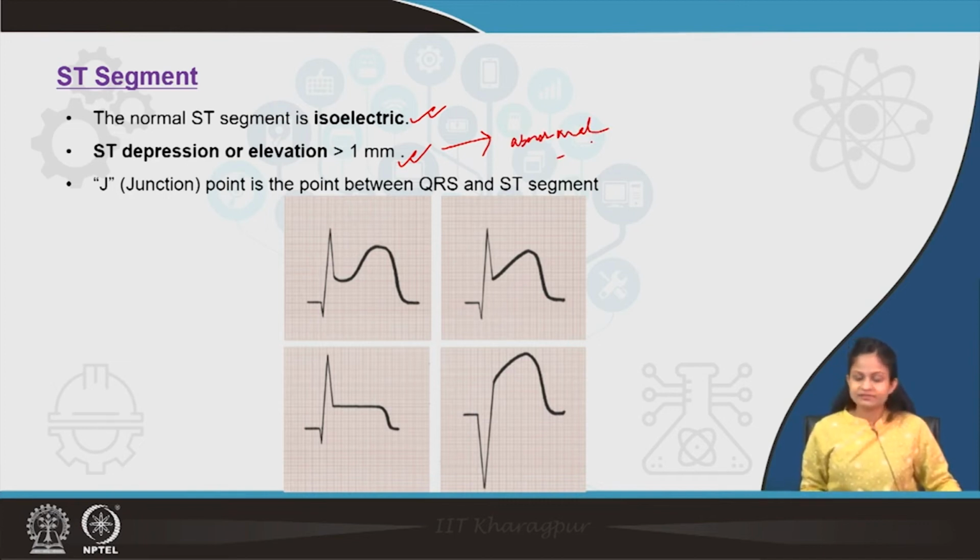The J point is very important here. The J point is the point between the QRS and the ST segment. Where the S wave ends and the ST segment begins, that junction is the J point. These are the various shapes of ST segment elevations, which are seen in different pathologies, specifically myocardial infarction. In this way we could get various forms of ST segment anomalies.